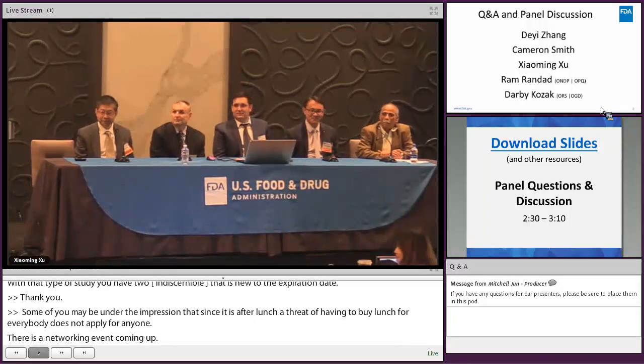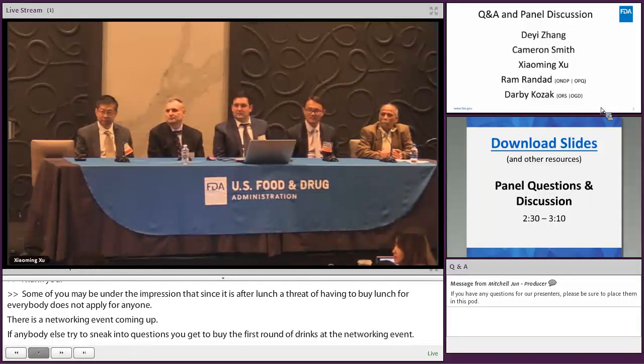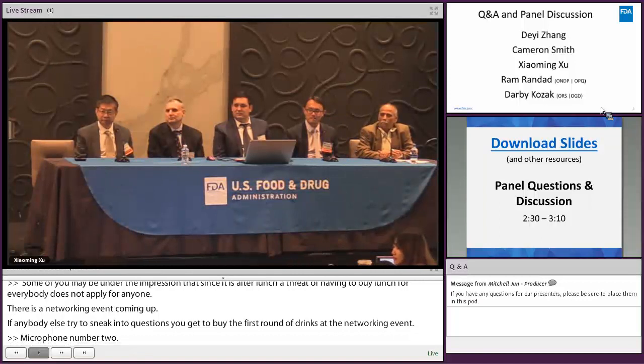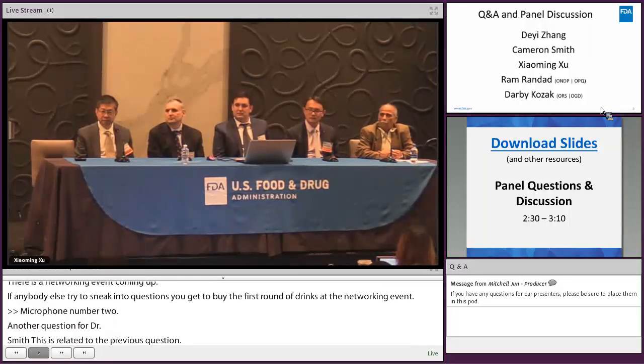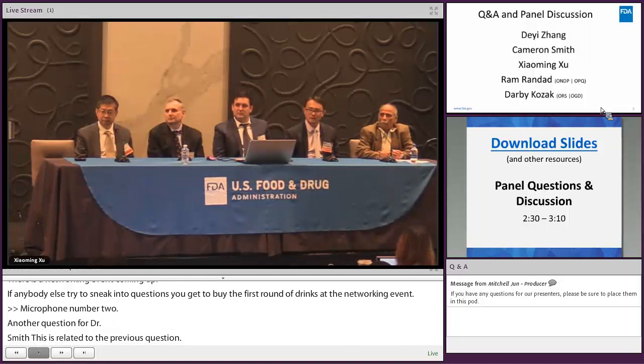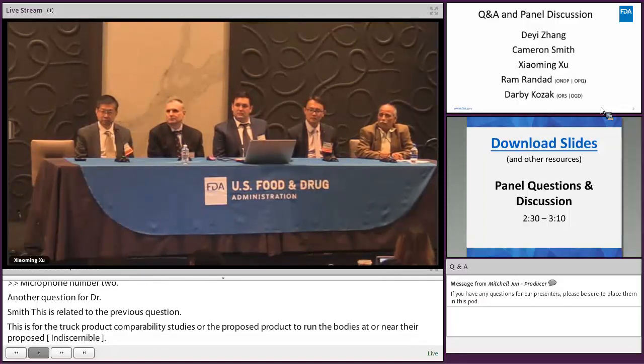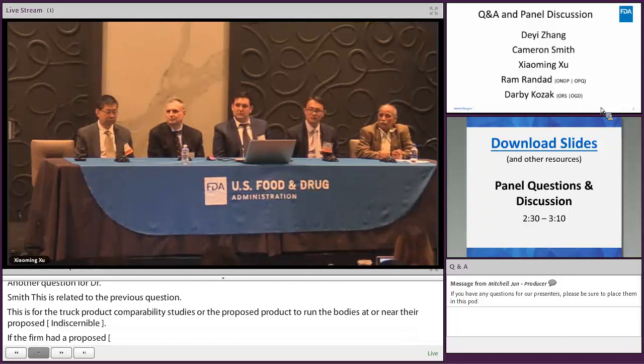Another question for Dr. Smith, and this is kind of related to the previous question. This is for the drug product comparability studies and the requirement for the proposed product to run the studies at or near the proposed expiry. So if a firm had a proposed expiry of, say, 18 or 24 months, one would have to wait until we acquired that data before submitting the ANDA. Would this preclude the possibility of a 10-month approval?